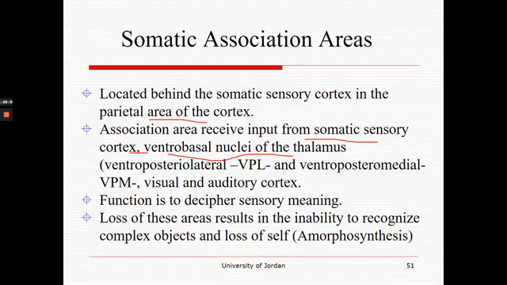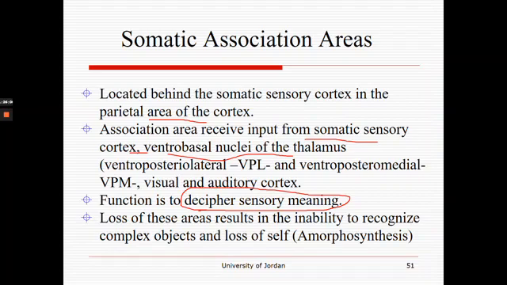Now, the function is to decipher the sensory meaning. What do we mean by decipher? Give a meaning for the kind of sensation. What do we mean by a meaning for sensation? It makes a good localization, orientation of where this area is compared to the other area, and forms a three-dimensional position of the sensation.